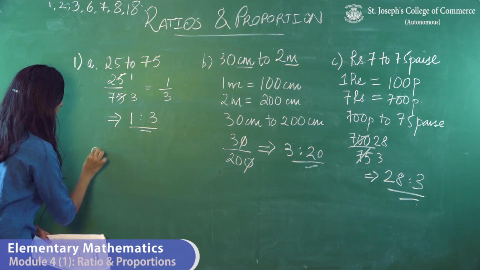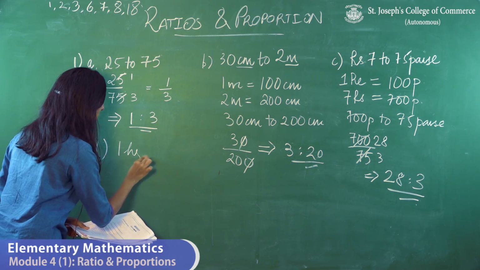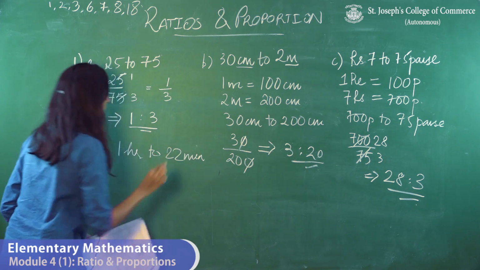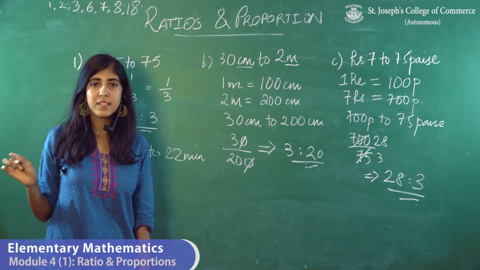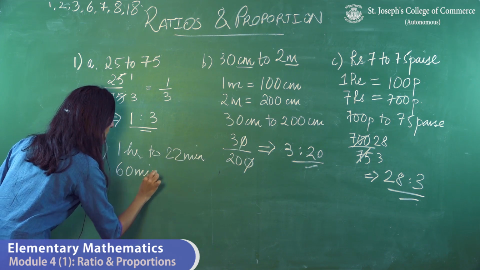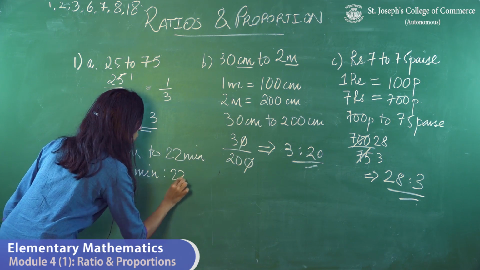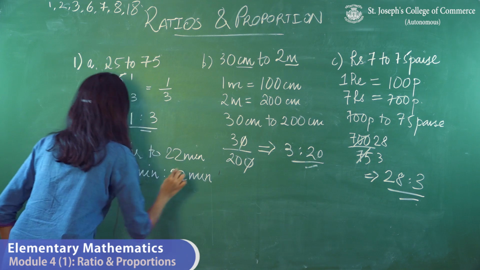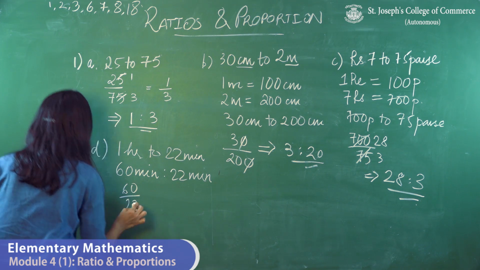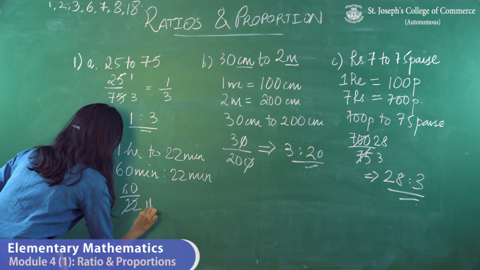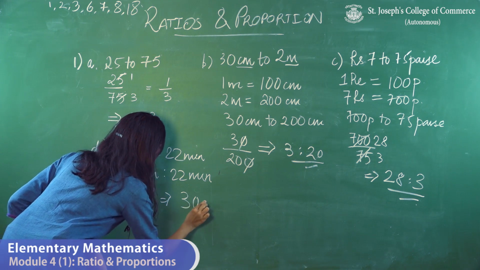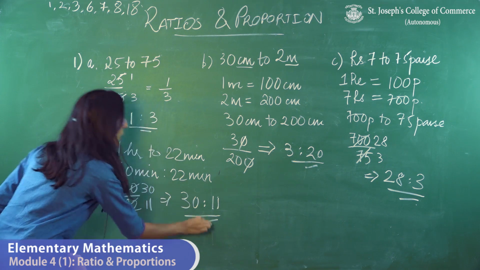Fourth part says 1 hour to 22 minutes. Again, 1 hour is equal to 60 minutes. Therefore, I can write directly this as 60 minutes is to 22 minutes. When I convert it, it will be 60 divided by 22. Okay? 2 11s are 22, 2 30s are 60. Therefore, the ratio is 30:11.